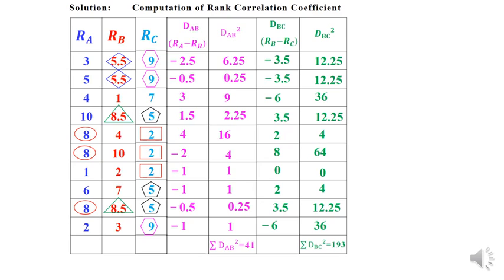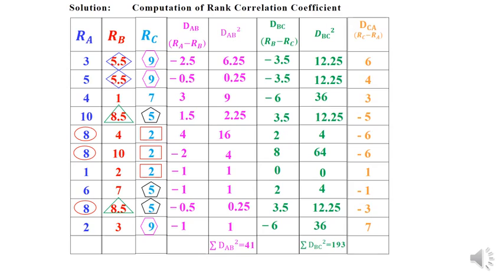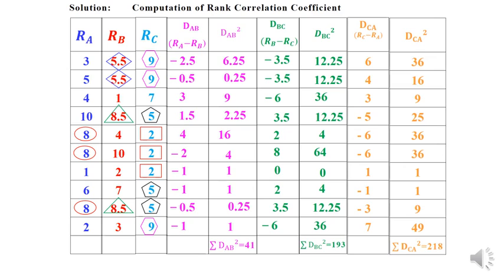Next, pair up C and A, judges C and A, find out the differences. DCA, that is RC minus RA. 9 minus 3, 6. 9 minus 5, 4. 7 minus 4, 3. 5 minus 10, minus 5. 2 minus 8, minus 6. 2 minus 8 again, minus 6. 2 minus 1, 1. 5 minus 6, minus 1. 5 minus 8, minus 3. 9 minus 2, 7.